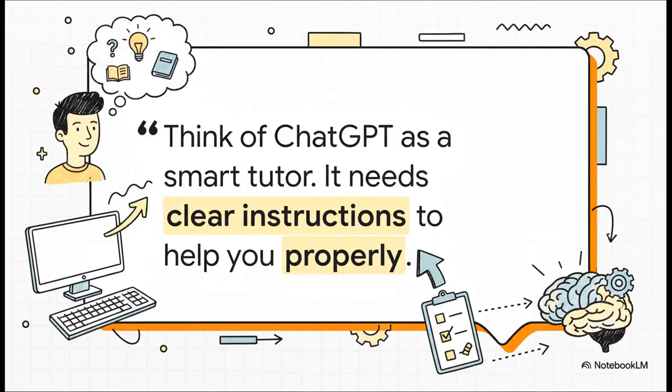This is probably the best way to think about it. I mean, you'd never walk up to a human tutor and just say, explain physics, right? No way. You'd give them context. You'd tell them what you're struggling with, what year you're in, and maybe how you learn best. The exact same idea applies here. Your AI assistant needs those clear instructions to actually help.